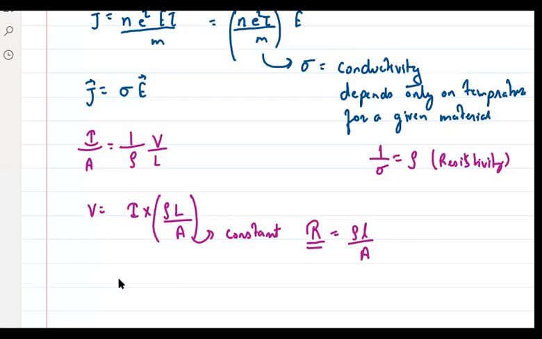Right? So V is equal to IR. This is your Ohm's law. This is your Ohm's law. Anyone have any doubt in this? Tell me. So this is also the expression of Ohm's law at the microscopic level. Okay? Anyone have any doubt in this? Tell me. Clear? Till this point, everything is clear?